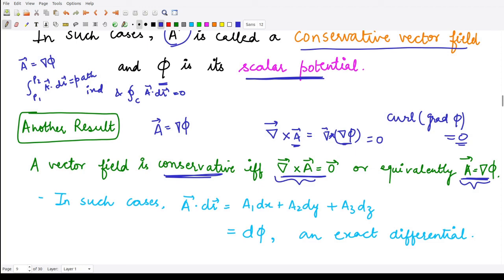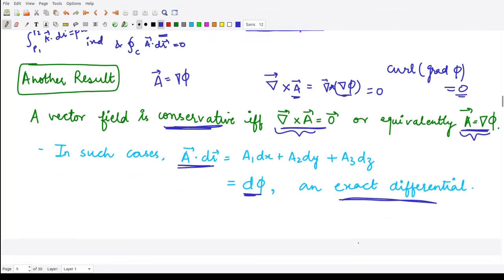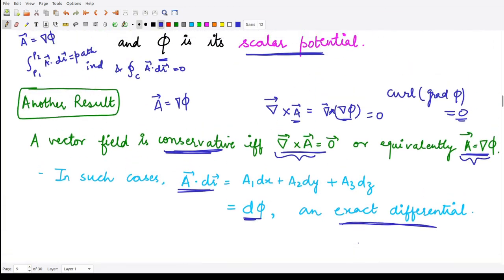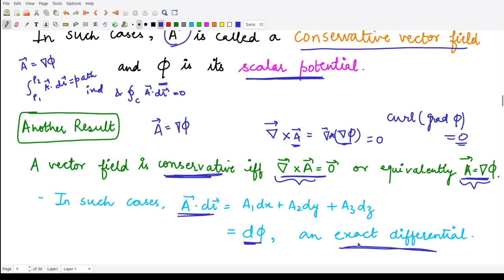And moreover, if this is a conservative field, that means we are saying A dot dr is equal to the complete derivative of some scalar function. So we can write that to be the exact differential, right? So this is what we have here. I hope you understood this concept of work done and what is the conservative vector field and scalar potential. In the next video, we shall see some problems related to this concept to make it more clear to you all.